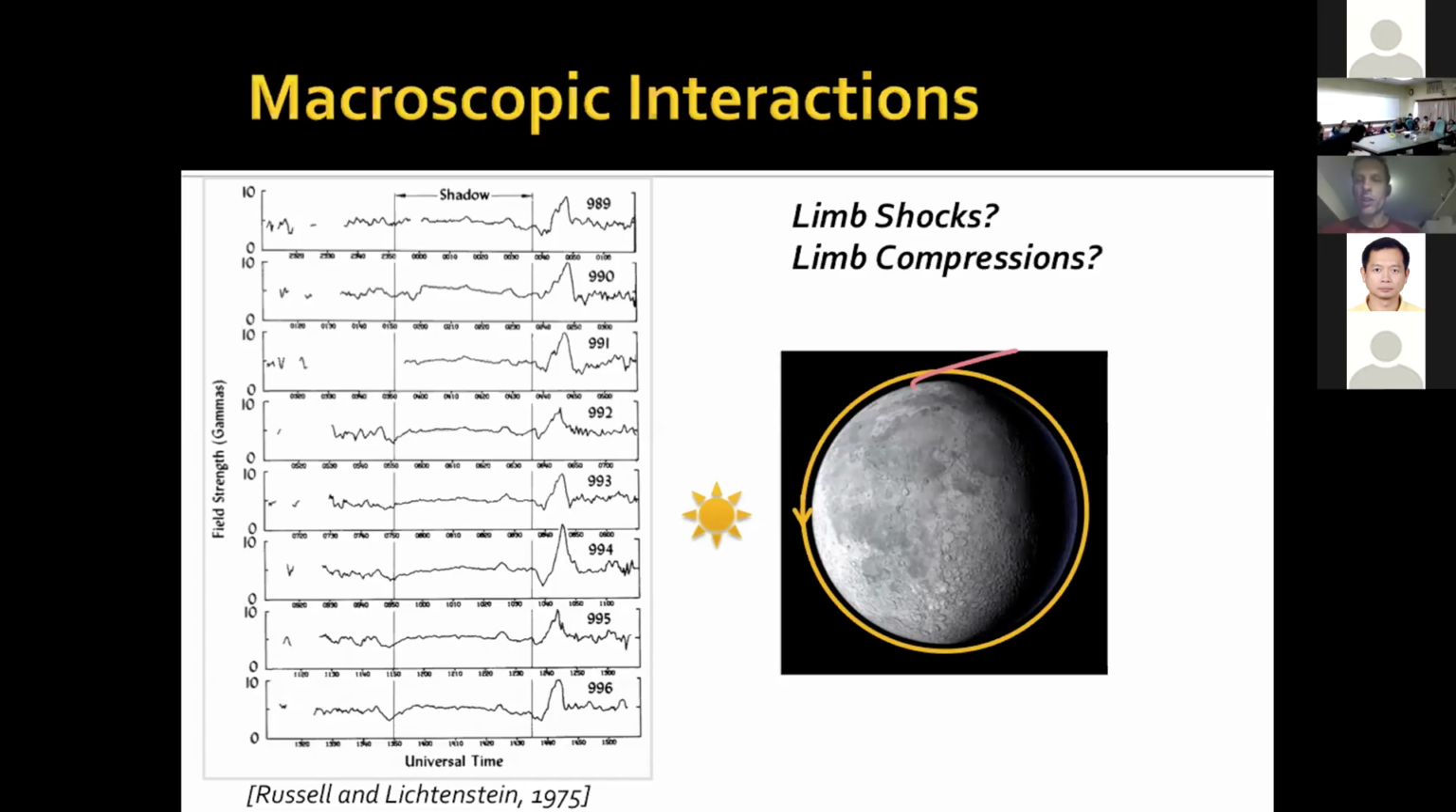Yeah, you can see these both on the dawn and dusk side. There's not really a strong preference for dawn versus dusk. Okay, that's quite different from the ionosphere. Okay, whatever. Okay, thank you.